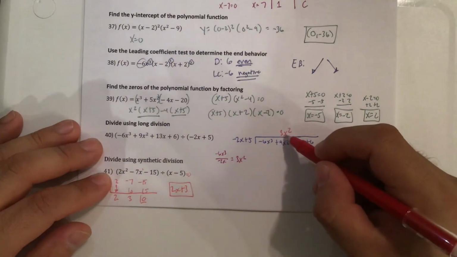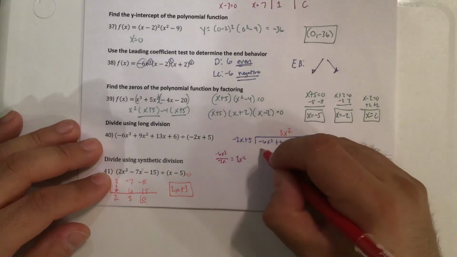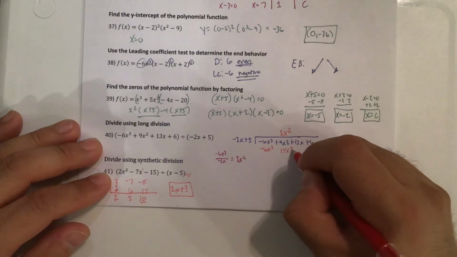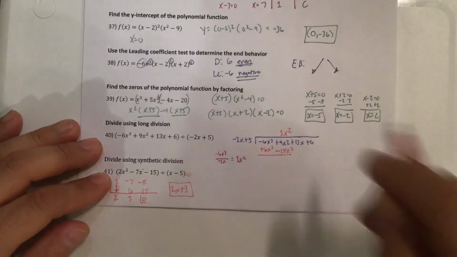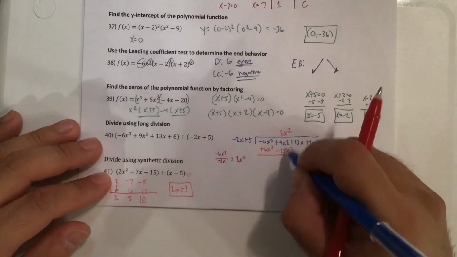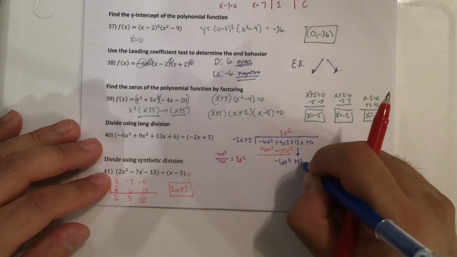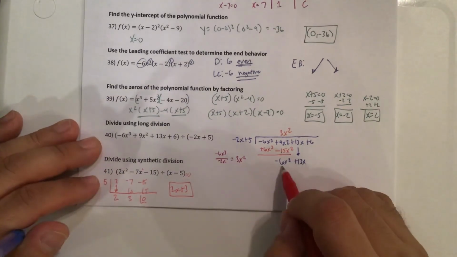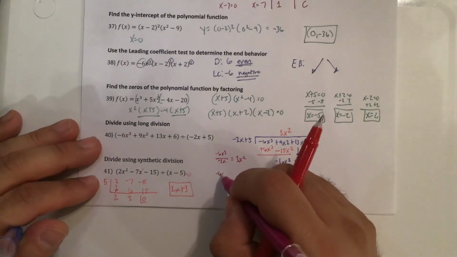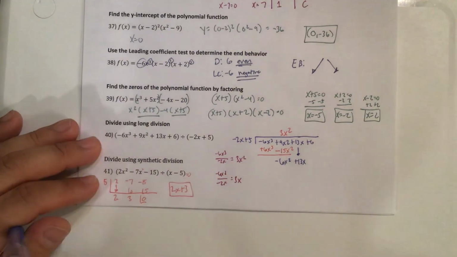We know we have to apply it 3 times. 3x squared times negative 2x is negative 6x to the third. 3x squared times 5 is 15x squared. Then we flip the signs, and then we combine. The x cubes cancel. 9x squared minus 15x squared is negative 6x squared, and we bring down our next term. We repeat the process. My new leading term is negative 6x squared. We're going to divide that by negative 2x, and we get 3x.